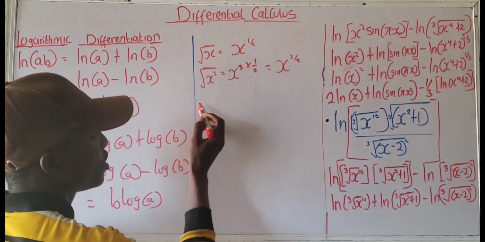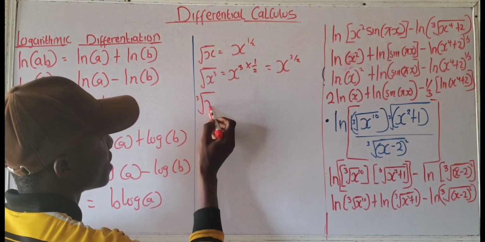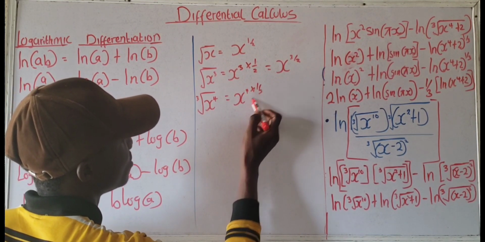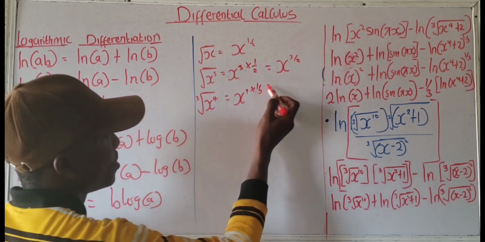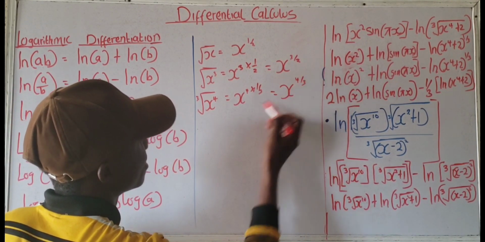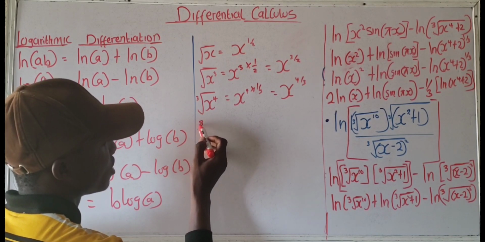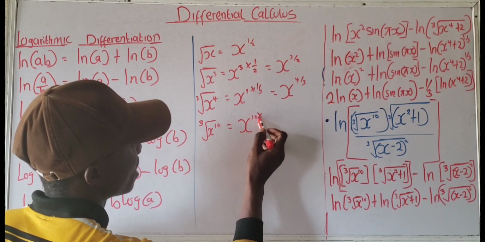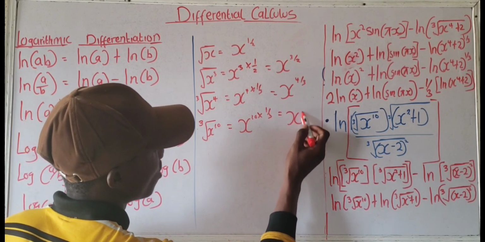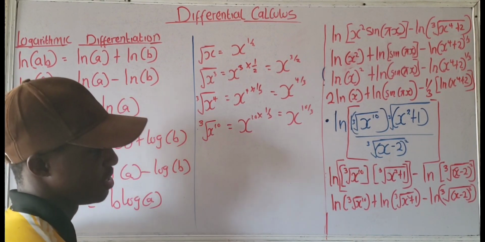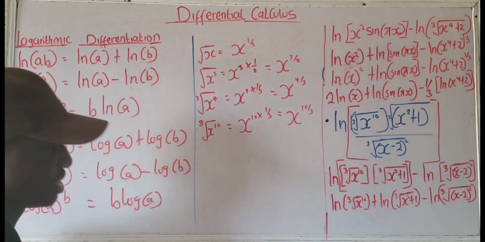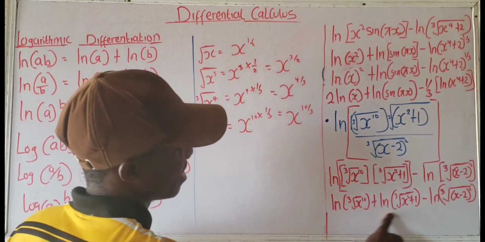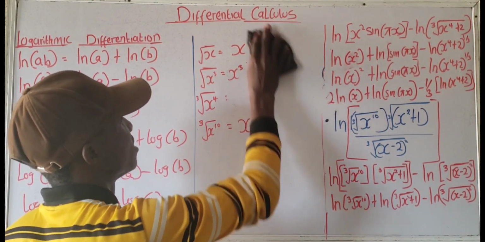Now, what if you have the cube root of x raised to the power of 4? That is x raised to the power of 4 multiplied by 1 over 3. You understand? Because cube root means 1 over 3. I'm going to have x raised to the power of 4 over 3. Now, what if you have the cube root of x raised to the power of 10? That is x raised to the power of 10 multiplied by 1 over 3, which is x raised to the power of 10 over 3. Now, let's go back to the question. The reason why I'm explaining this is because we are going to use it here. You understand? So, let's proceed.